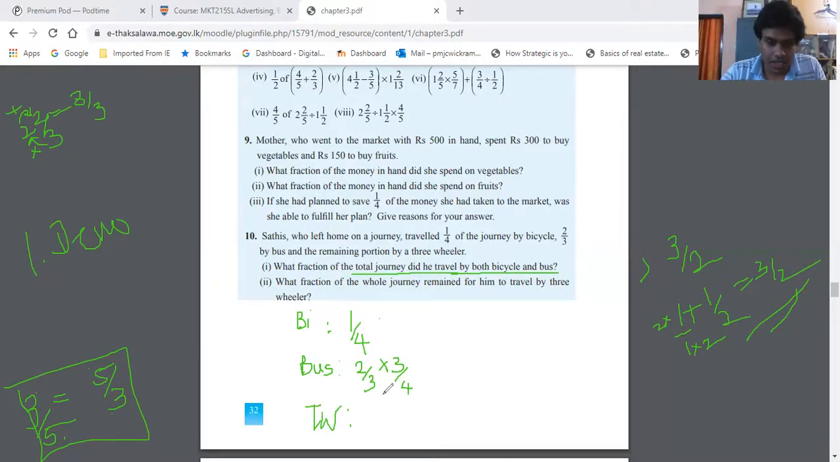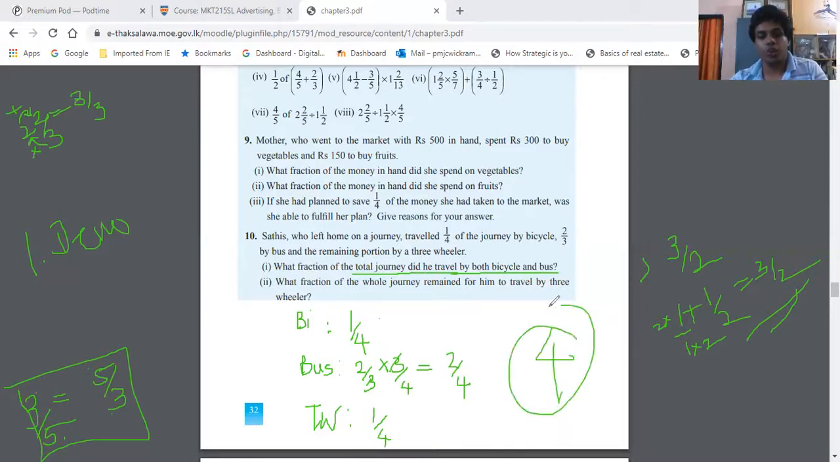That means the 2/3 by bus and the remaining portion by the 3-wheeler. Sorry about that. You will get an answer here basically. 3 to 3 cancel. That will be 2/4, and there will be another 1 over 4 because the total is 4. The total is 4, and we got 2/4 by bus. 2/4 is actually half. Bicycle 1/4. So the other 1/4 is traveled by 3-wheeler.